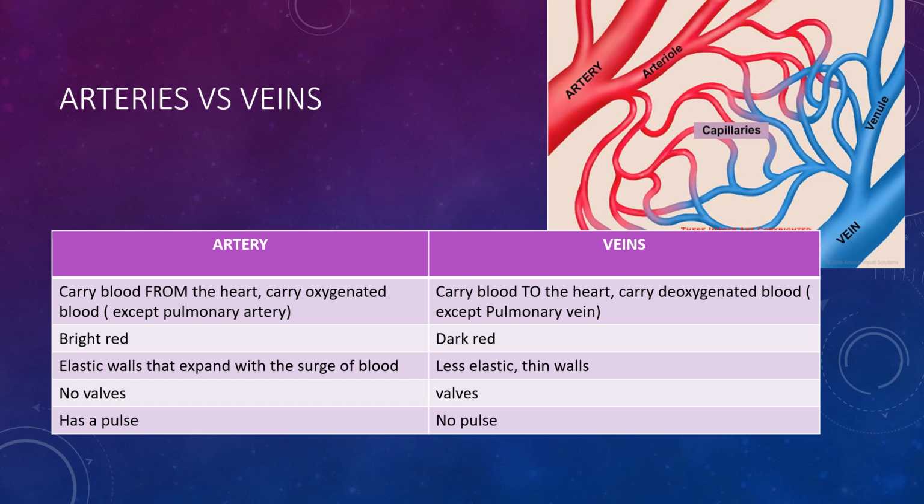So next is the walls of your blood vessels. Your artery has elastic walls that expand with the surge of your blood. Your arteries also have the characteristic of being thick-walled blood vessels. The blood emerges from the heart under high pressure, so in order to withstand this pressure, the arteries should have thick and elastic walls. Your veins are less elastic and contain only thin walls.